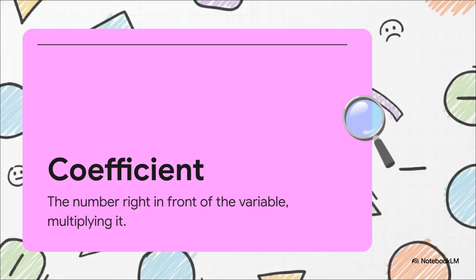So let's meet the main characters of our algebra story. First up is the variable. This is your letter, like an X or a Y, and it represents that changing or unknown value. Right next to it is the coefficient. That's the number sitting directly in front of the variable, basically multiplying it. So if you see 4x, 4 is your coefficient. And finally, the constant. This is a fixed number that just chills completely on its own, like a 5, a 25, or a 100. Put a coefficient and a variable together, and boom, you've created what we call a term.